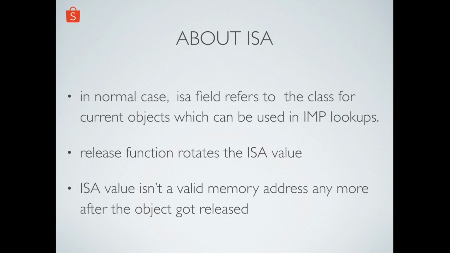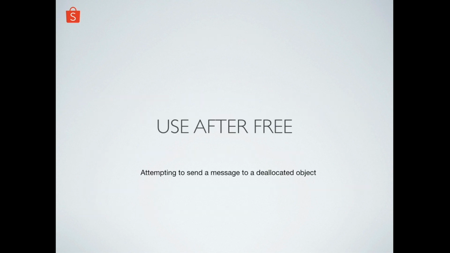So you may wonder what's going wrong with this isa field and why it is an invalid address now. As we know, in normal cases, the isa field refers to the class of the current object, which can be used in imp lookups. And after this object gets released, the release function rotates the isa value, so the isa value isn't valid anymore after the object got released. So it turns out this is a use-after-free case, where you attempt to send a message to an already freed object.